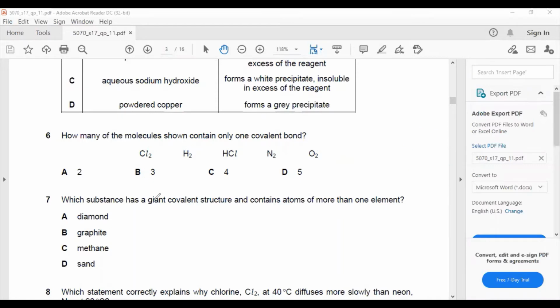3. Which substance has a giant covalent structure? Very simple. If you only read till here, you will say diamond, graphite, sand, all three are giant covalent. More, which contains atoms of more than one element, then D was SiO2. This is also giant, this is also giant, but they have the same atoms. More than one element: silicon dioxide has two elements, silicon and oxygen.